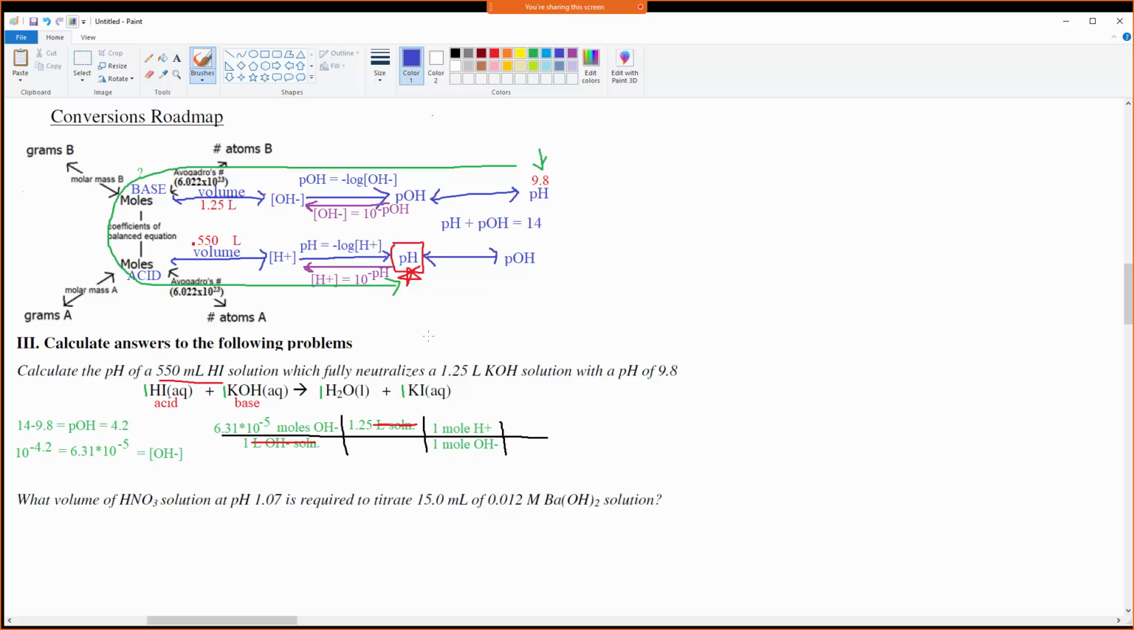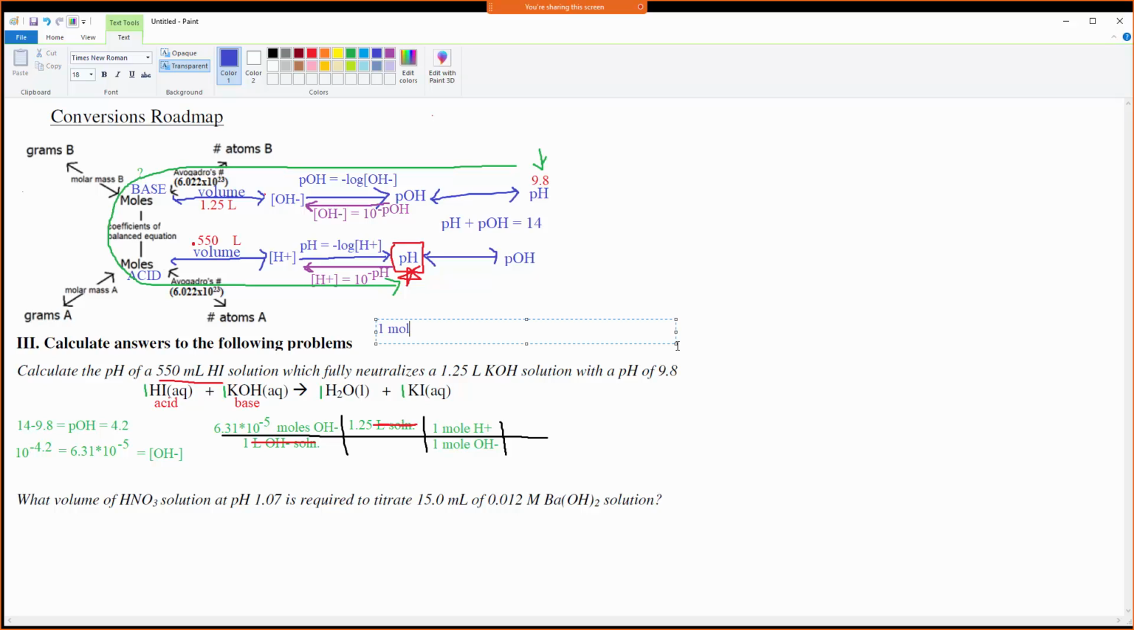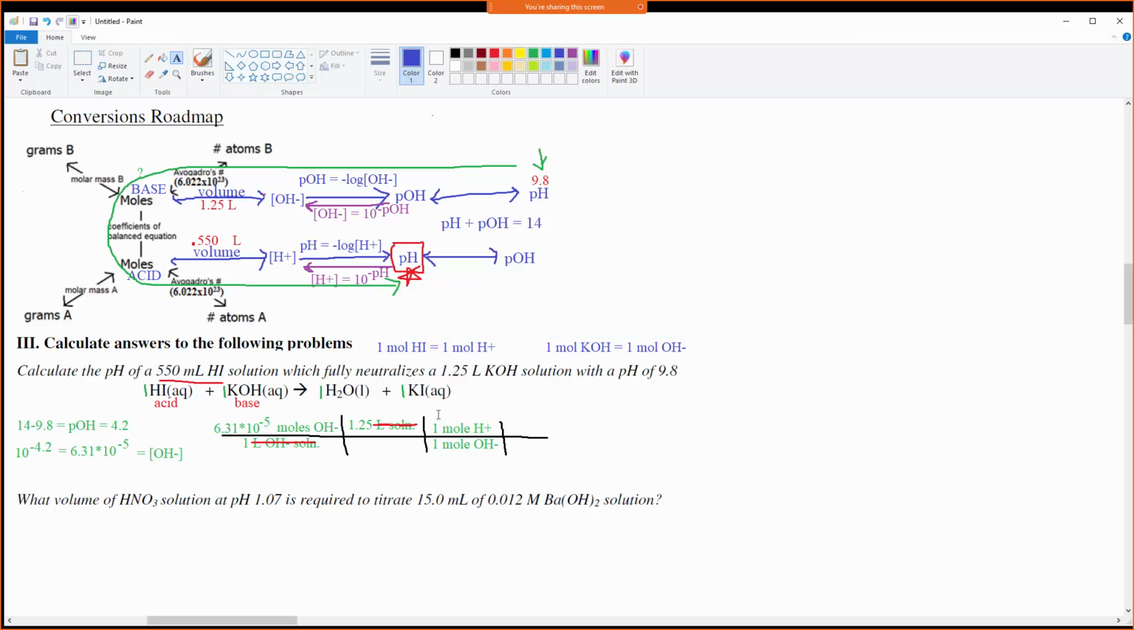And I need to be explicit about that. I can see that 1 mole of HI is equal to 1 mole of H plus ions, and that 1 mole of KOH is equal to 1 mole of OH minus ions in solution, right? This is kind of the unspoken thing that's happening here. All right. If I do that, my moles of OH cancel, and I've got my moles of my acid right here.